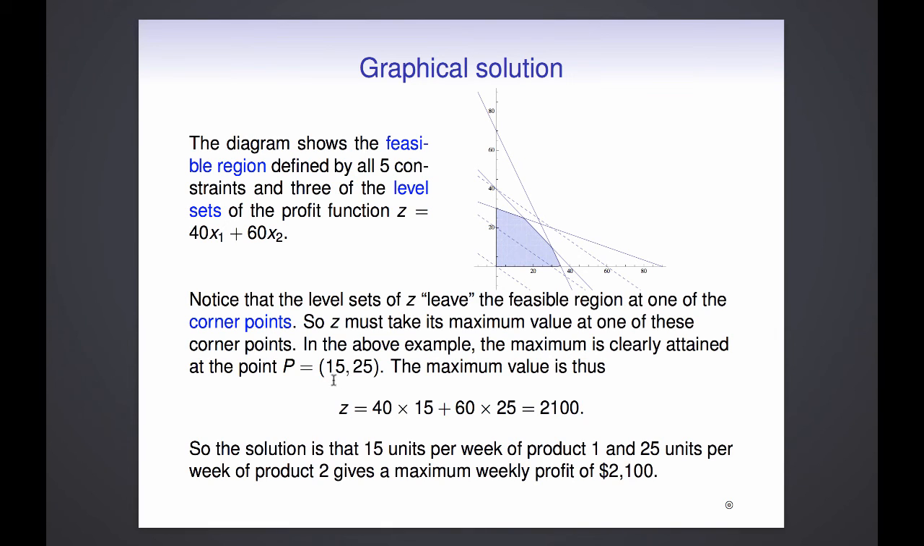And that's the point with coordinates 15, 25, and its z value is 2,100. So 2,100 is the biggest z value that you can find for any point in the feasible region. And that's the solution. This is the graphical solution. The idea is you draw the feasible region, you draw some of the level sets, you imagine the level sets sweeping across the region, and you look for the very last point where one of the level sets touches the feasible region. That'll be your biggest value.